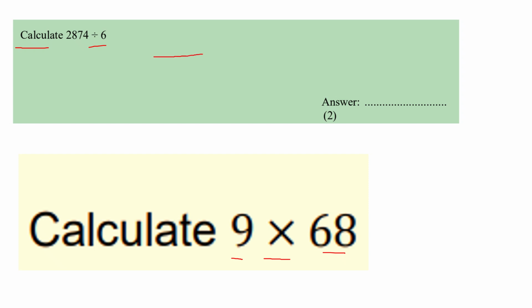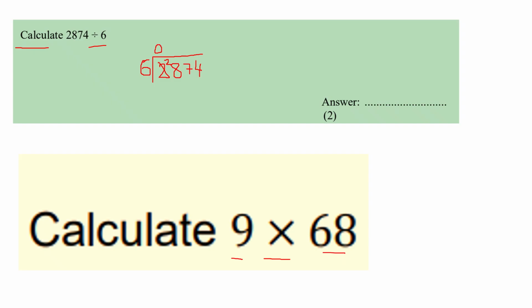So I'm going to set up my bus stop. I'm going to put 2874 inside my bus stop and the divisor, the 6, on the outside of my bus stop. Okay, and here is the process. So 6 into 2 does not go, because 6 is bigger than 2, or 2 is smaller than 6. Okay, cross the 2 off, carry it forward.